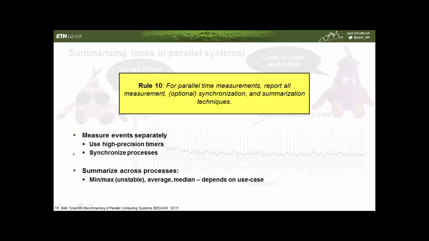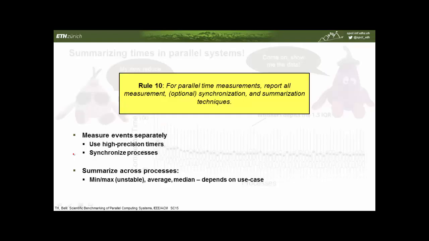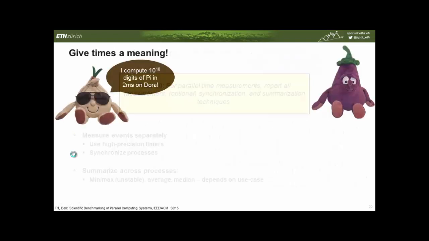Okay, so the problem with this is I cannot give you a general rule how to summarize data. Right? The minimum maximum is something that's often used, so we just use the slowest process here, in this case, the 75. Problem is it's very unstable statistically seen. Right? Min-max is always unstable. The median or the average really depends on the use case. Sometimes you want it, sometimes you don't want it. The maximum is often a good one, but not always.